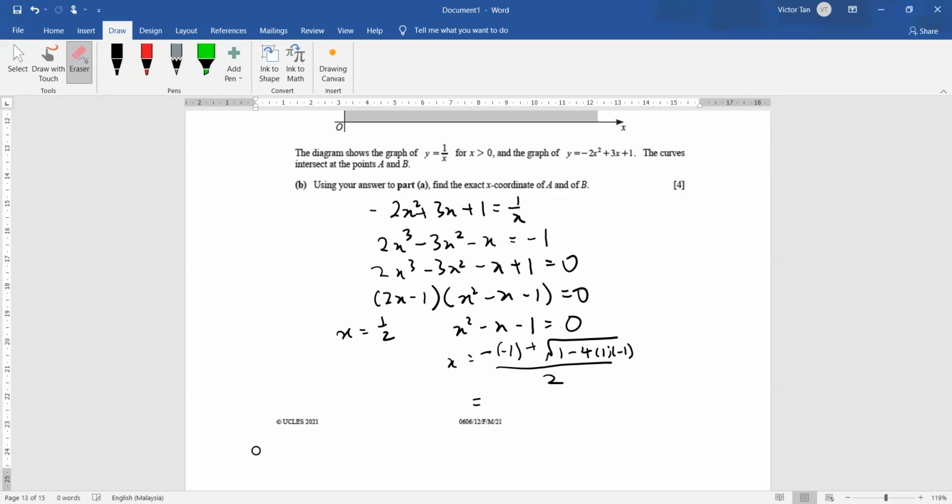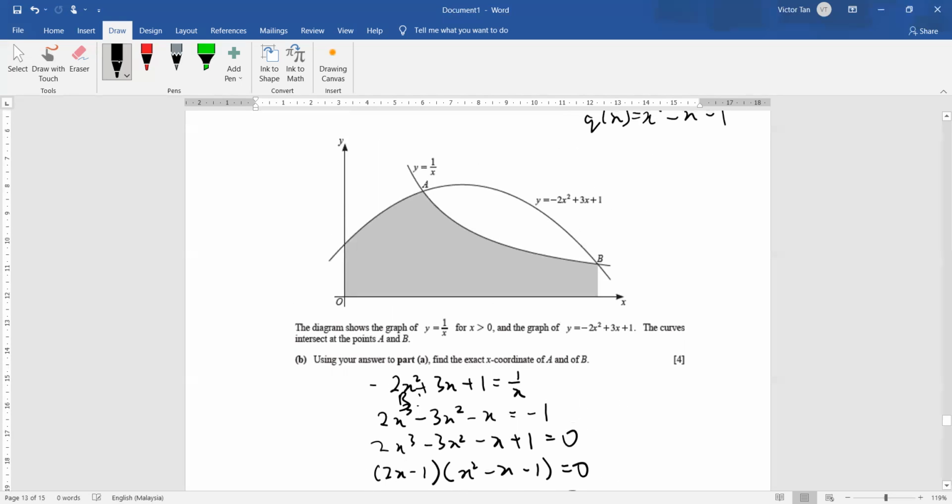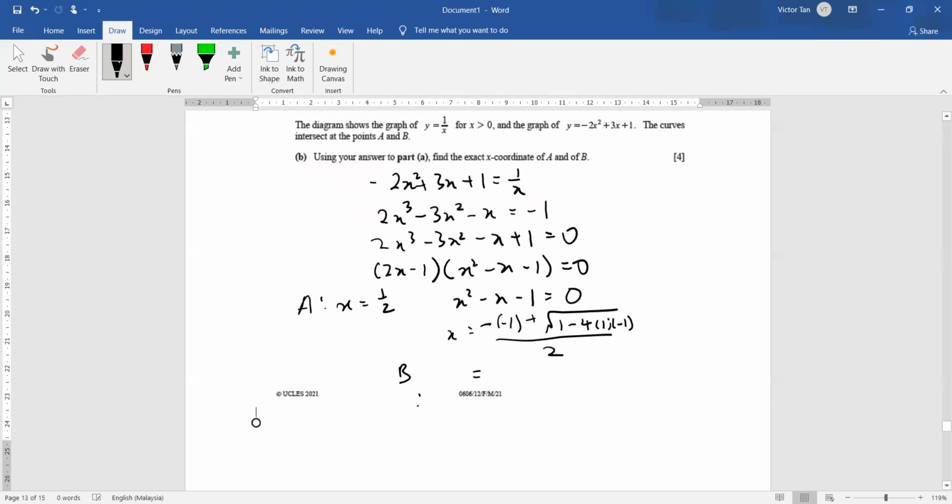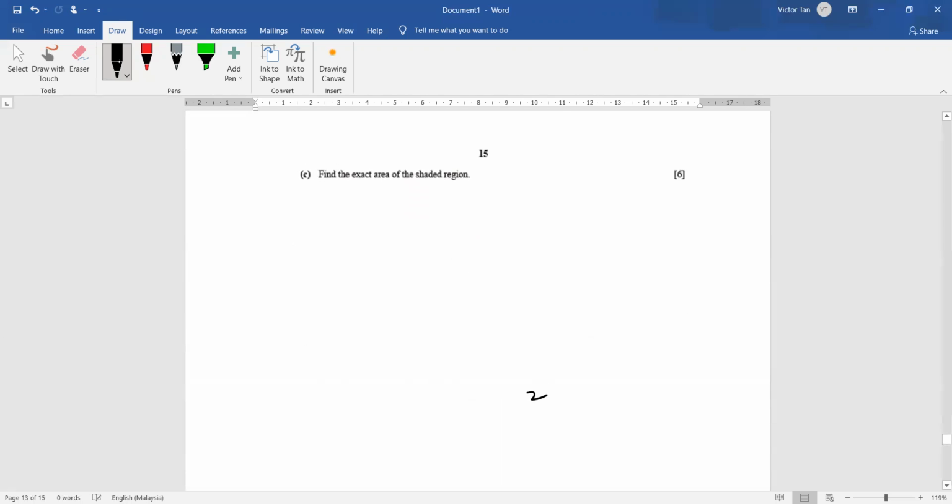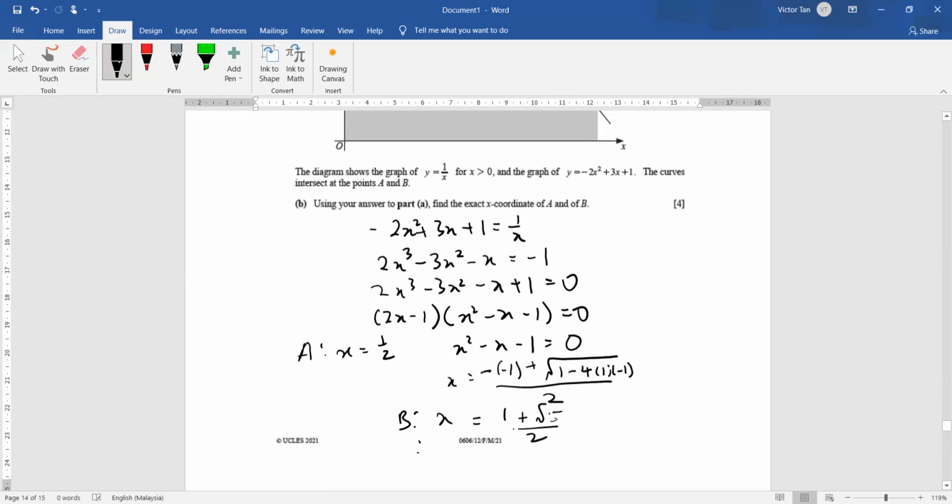So this is A. This would be B. A is to the left. So this is B, 1 plus root 5. Okay. And the exact area of the shaded region.